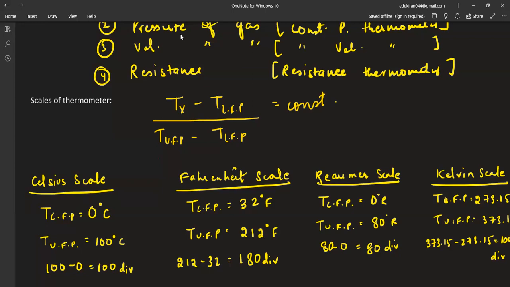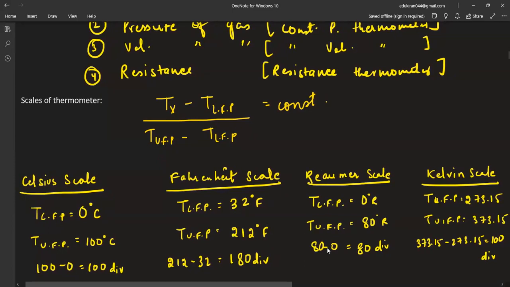Why am I saying to remember these number of divisions? Because otherwise you will be subtracting and wasting your time. Instead, if you remember these values, 100, 180, these are easy to remember. Then you have the Reaumur scale. In the Reaumur scale, the lowest fixed point is 0 degree and the upper fixed point is 80 degrees. So 80 minus 0, 80 is the division.